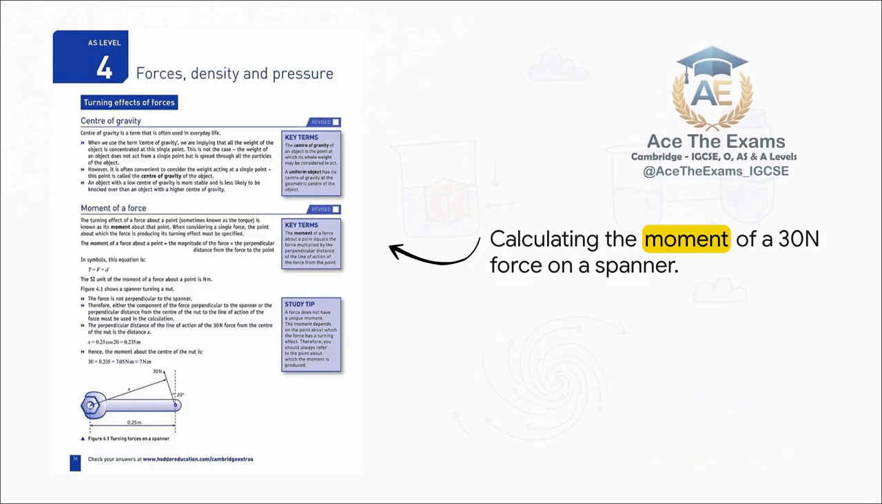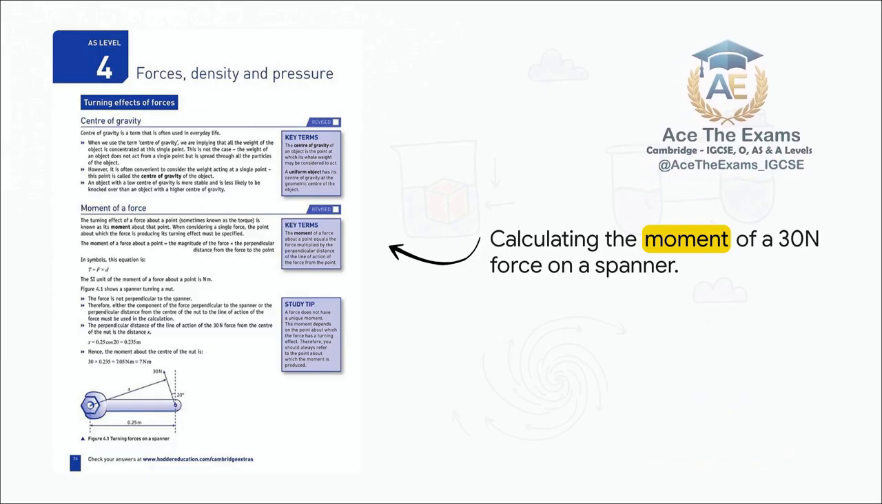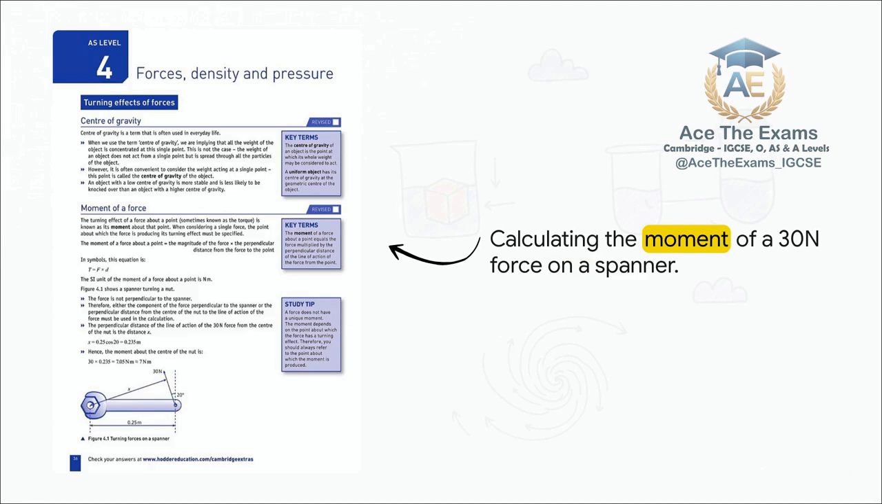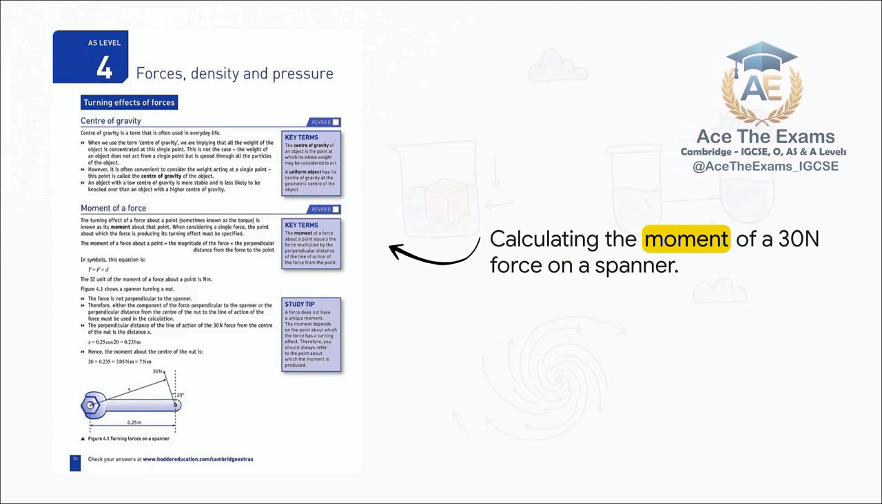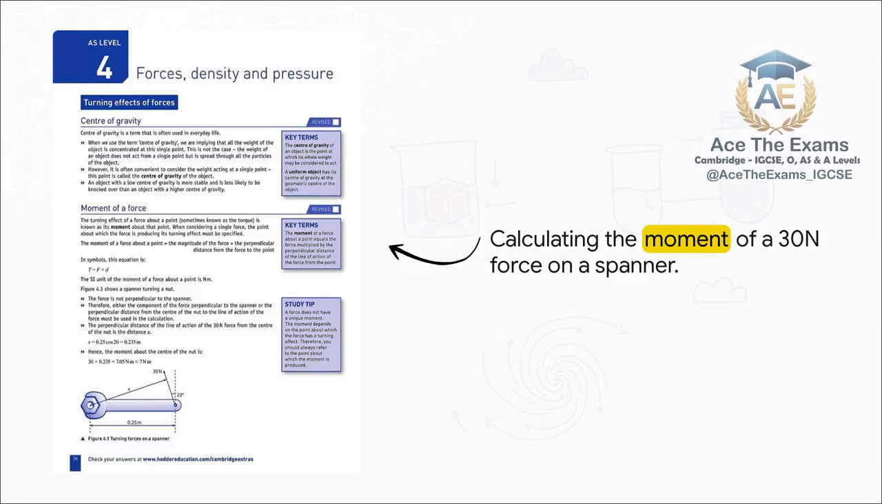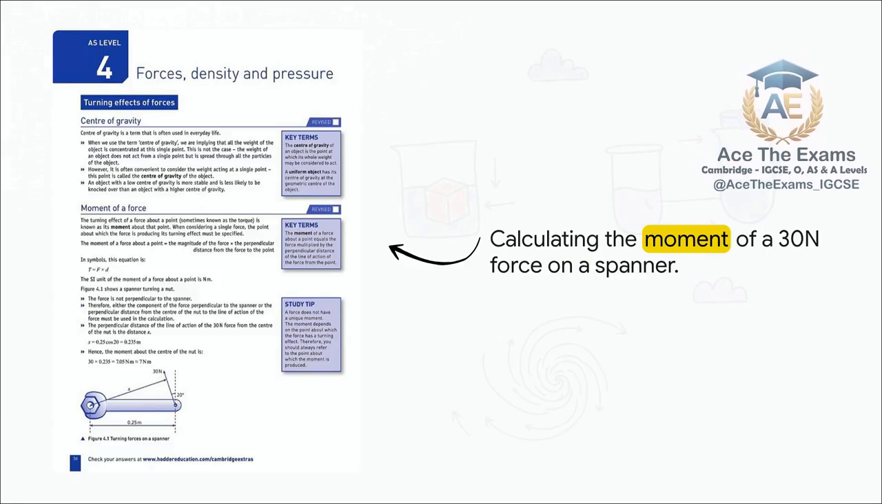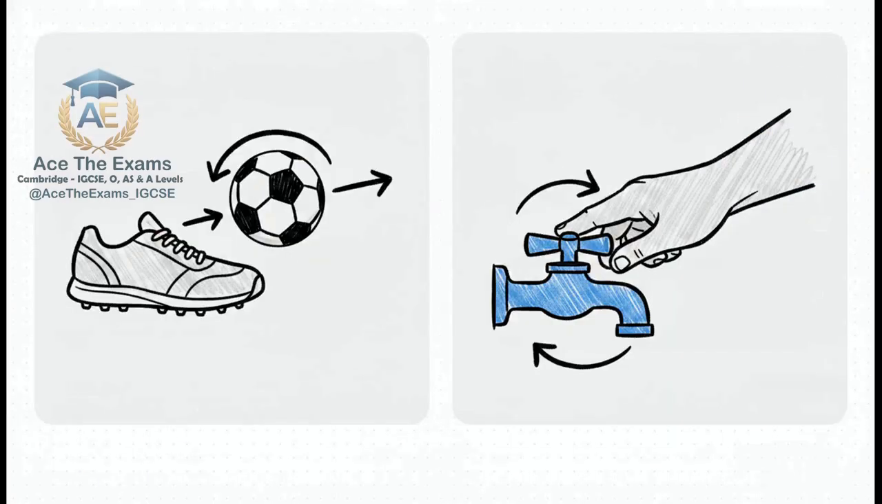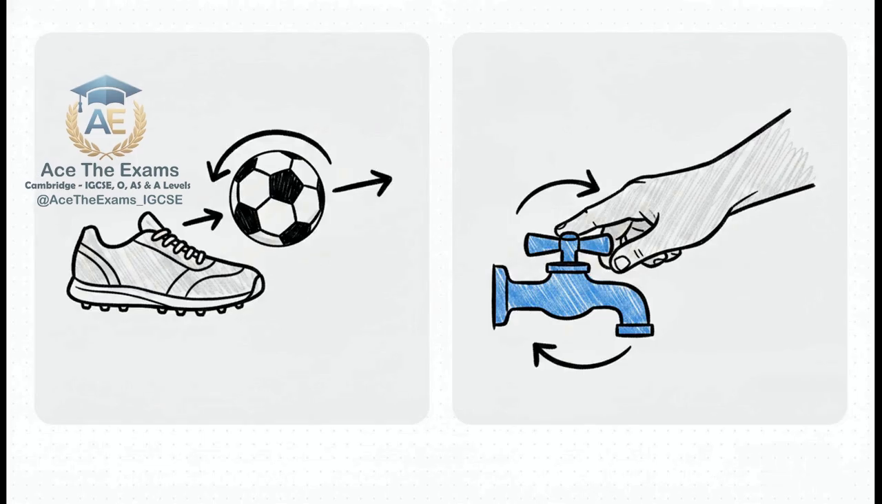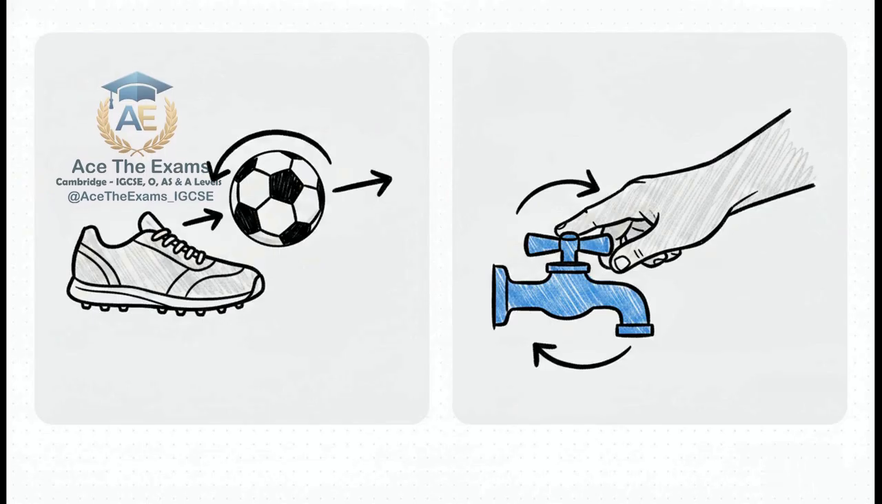So, if we take that 0.25 meters and multiply it by the cosine of 20 degrees, we get our true perpendicular distance, 0.235 meters. Multiply that by our 30 newtons, and boom, we get a precise moment of roughly 7 newton meters. Now, we really need to distinguish between a standard moment and something called a couple. Because trust me, they are super easy to confuse.